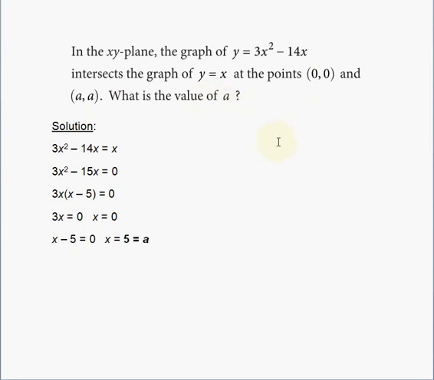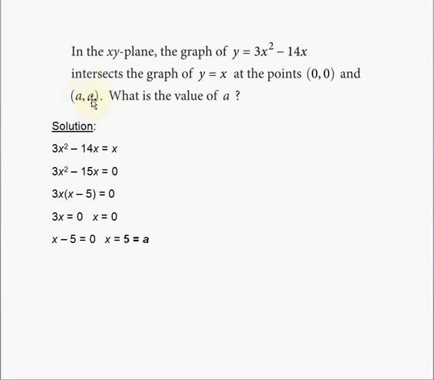So the first thing that you should notice is that the graphs of these two equations have two intersections, right? Because it says the graph of this equation intersects the graph of this equation twice, at points 0, 0 and a, a. That makes sense because if you plug in x equal to 0 here, you get y equal to 0, and the same thing here. But there's a second point of intersection that has its own coordinates that we need to find in order to find the value of a.